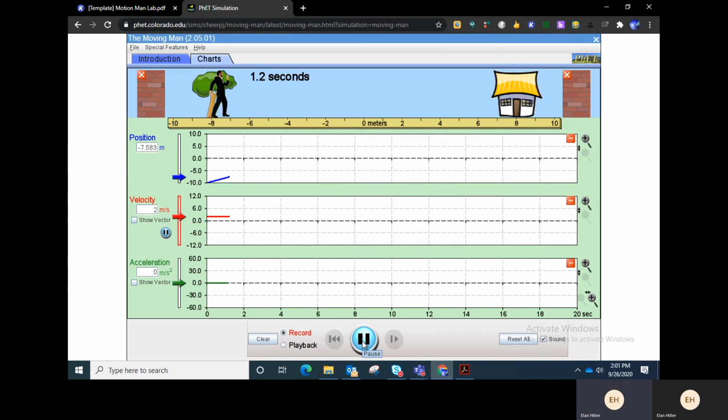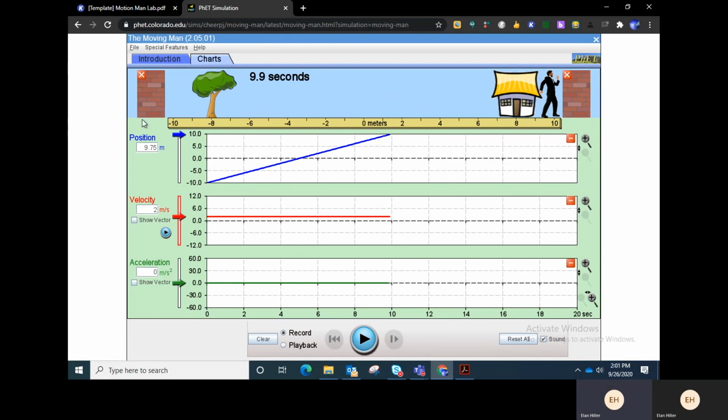You can see that the man is going at a steady pace. So a steady pace is indicating constant velocity, meaning the man is moving and changing his position in the exact same time interval. Same change in position, rather, in the same time interval. And we can go ahead and stop it right there. So, we've gone almost to the other side completely.